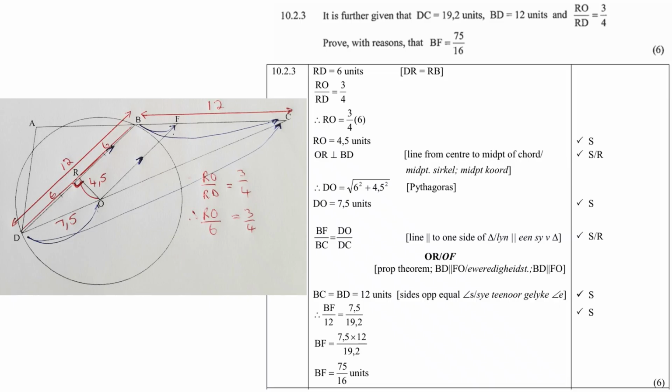It also makes BC then 12. So therefore, BF over 12. We replace BC with 12, replace DO with 7,5 and replace DC with 19,2, cross multiply, and then you get BF equals 75 over 16. Yes, I know, not an easy one, quite difficult, but I need you to watch this again and listen carefully to how I've explained this, and then you should be able to understand it. This is a typical level 3 example.